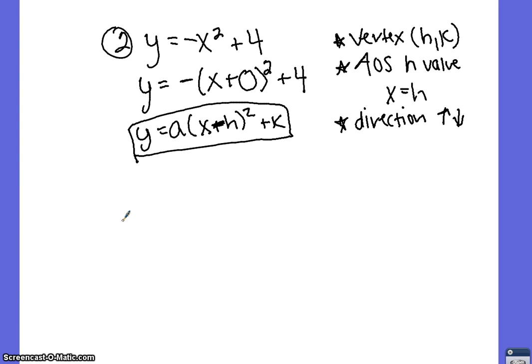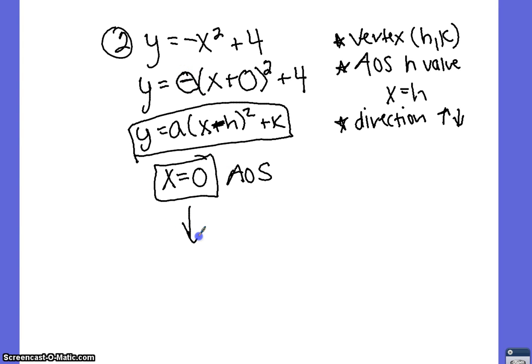my axis of symmetry. So remember, my axis of symmetry is my x value of my vertex. So if my x value of my vertex is 0, that's going to be my axis of symmetry. And in order to determine what direction it's going to open, look at the sign at the front. So if it's negative, it's going to open down. Okay, so let's look at another example.